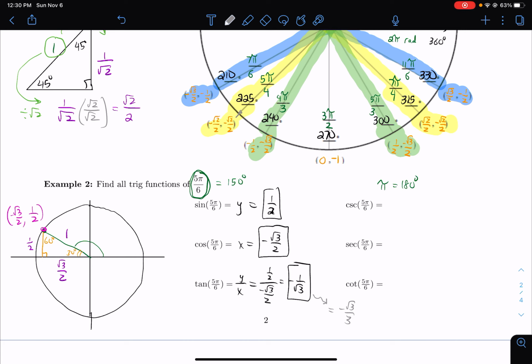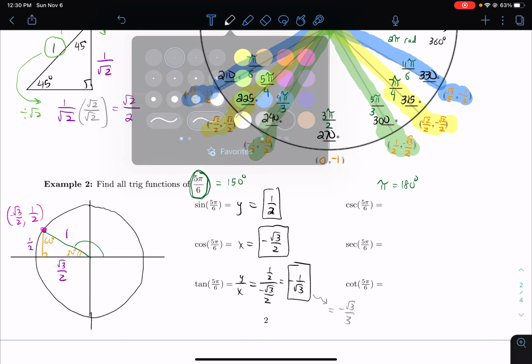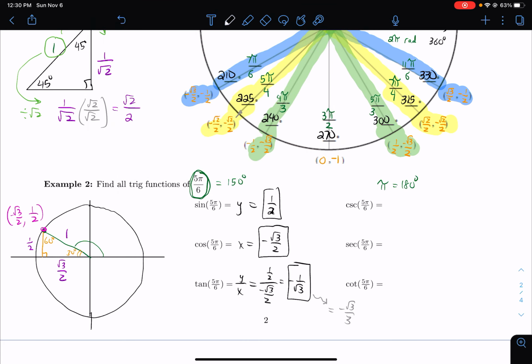Okay, the remaining trig functions, I just reciprocal these. So cosecant is the reciprocal of sine. That's going to be 2. Secant, I reciprocal the cosine, and I'll get negative 2 over root 3. Let me not worry about rationalizing the denominator. And then cotangent is the reciprocal of tangent. That's going to be negative root 3. Now we got them. We got all 6 trig functions.